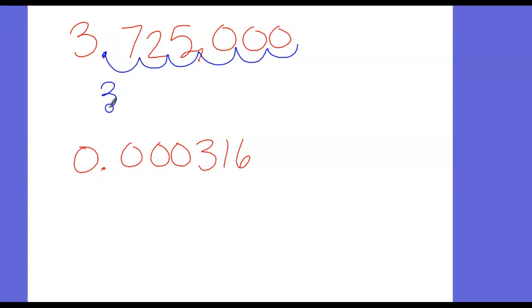So now I have 3.725. Do I need to write those zeros? No. Did I have to write the 725 though? Yes. Okay, I don't need the zeros though. So then we're going to multiply it times the power of 10.